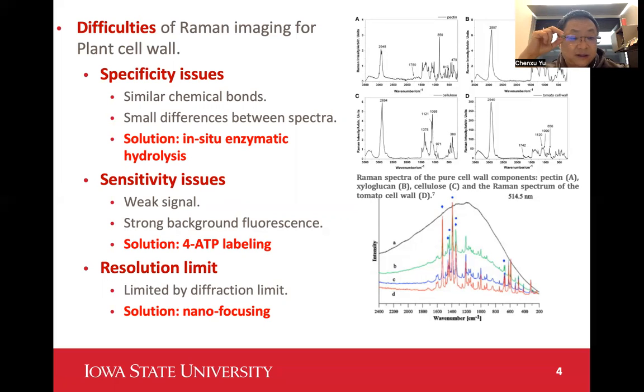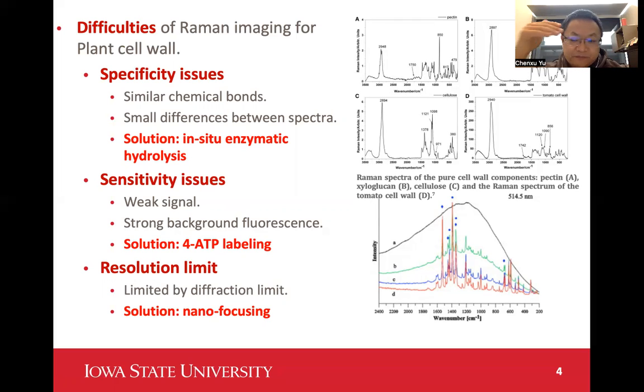plant cell wall structure. And also there is a sensitivity issue, because Raman scattering is a weak phenomenon, and we need to get better signal from the measurements so that we can construct a better chemical image of the plant cell walls. And we used a labeling technique associated with surface enhancement. I'm going to go into that in more detail later as well.